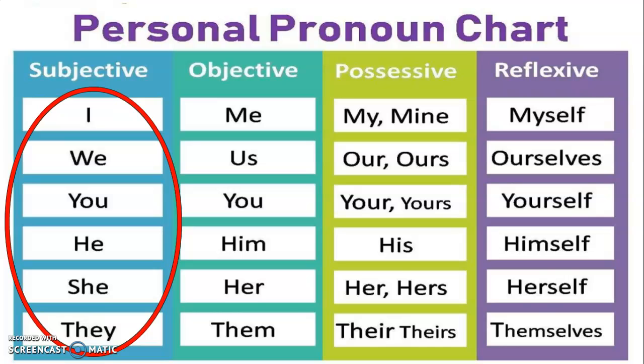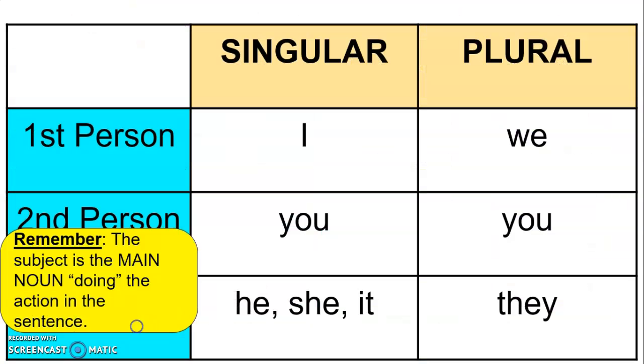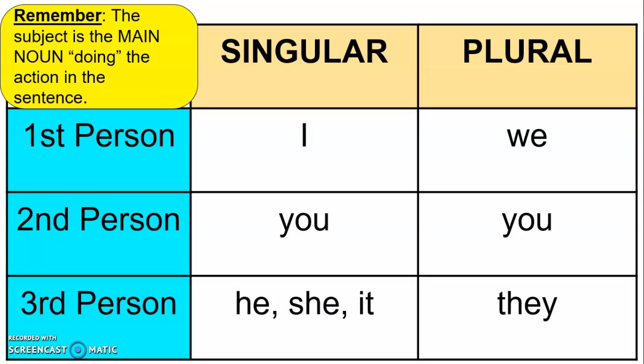Now let's go over a few rules. First things first, we need to identify the main noun or the subject in the sentence. The subject is the main noun doing the action or the verb. And subject pronouns are these words that replace those subject nouns.